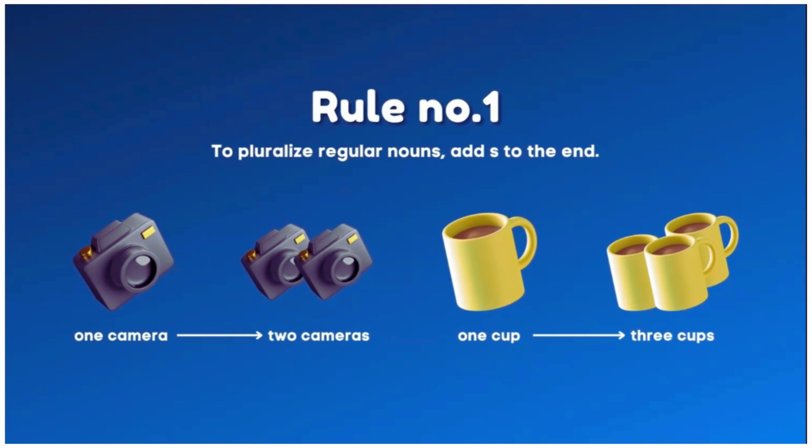It follows certain rules. To pluralize regular nouns, we are simply adding s to the end of the noun. Like one camera, two cameras, one cup, three cups.